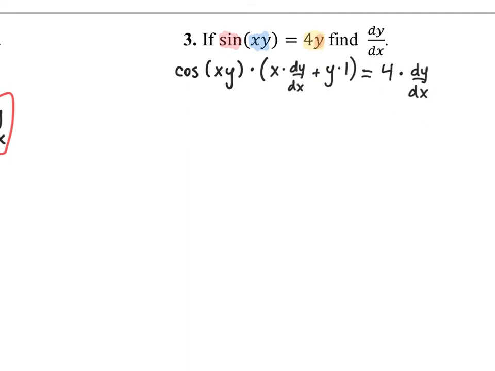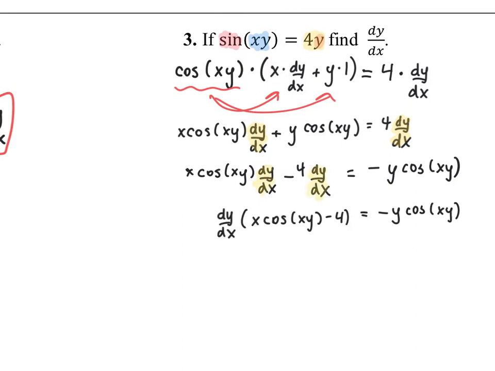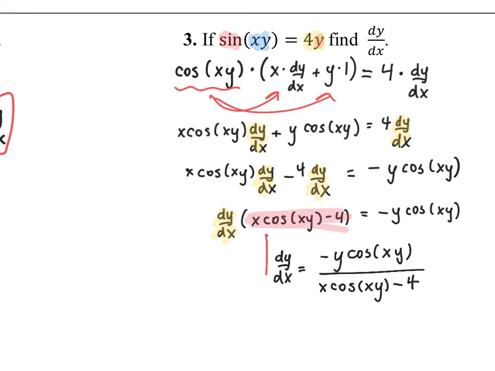Next, I'm going to take this cosine xy and distribute through the parentheses. And I have 2 terms that have a dy dx, so I need these 2 terms on the same side of the equals. And once I make this separation, I now factor out the dy dx. And then to solve for dy dx, I just divide by what it is being multiplied by. And I end up with this as my derivative, my dy dx.